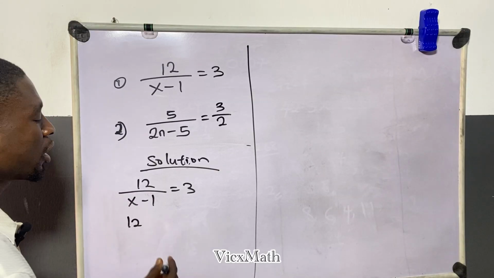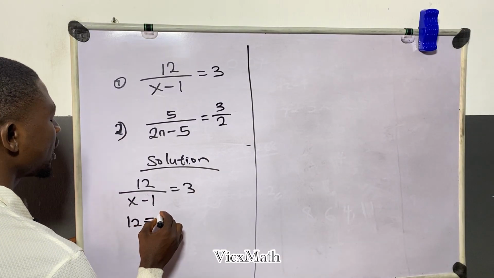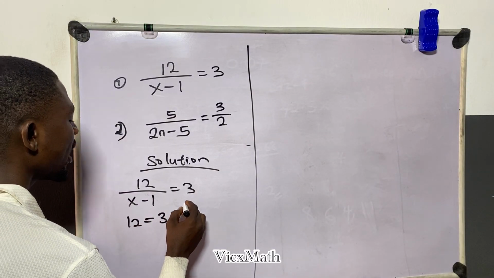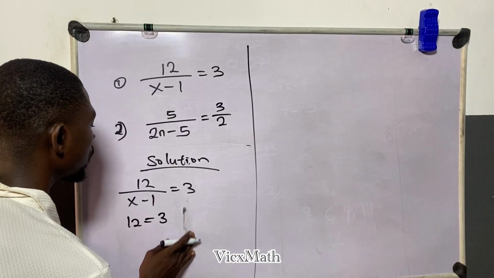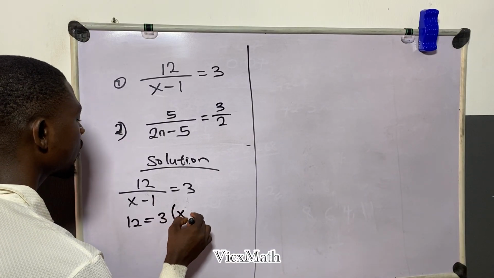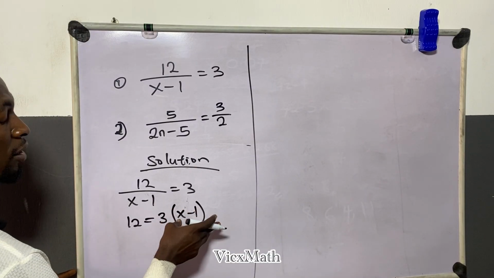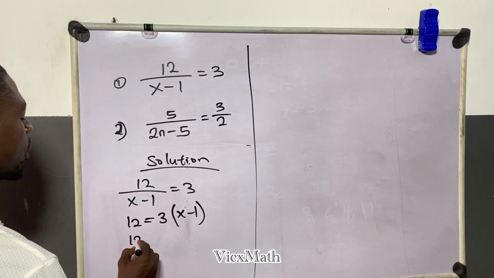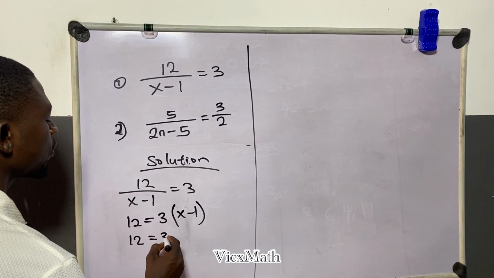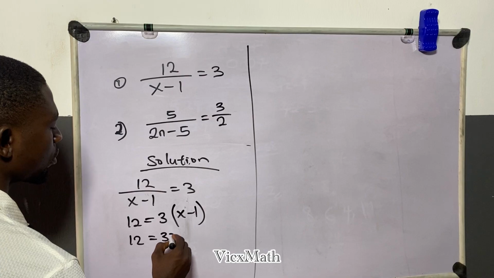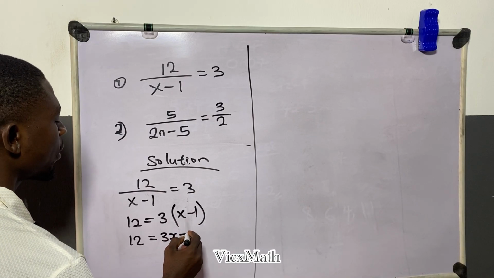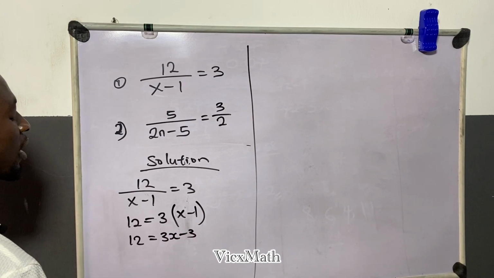Multiplicator, which is multiplication. So you have this equal to 3 times x, or just 3 bracket, because it's still times, 3 bracket x minus 1. This is 3 times this. So we have 12 is equal to 3 times this to give us what? 3x. 3 times this will give us what? Minus 3.